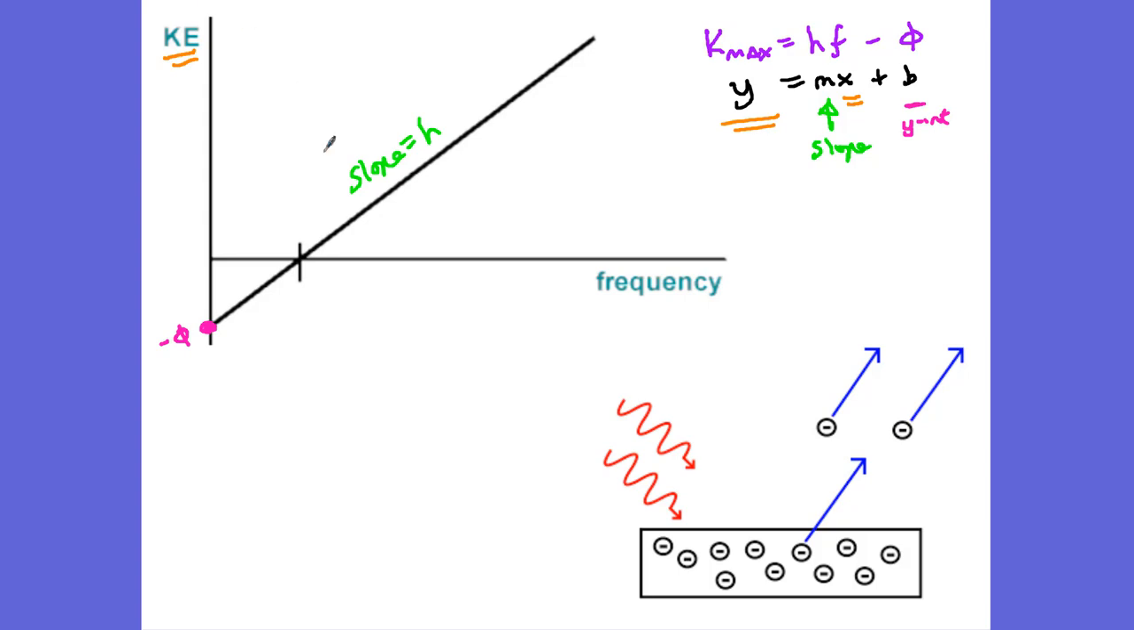And you can see right here, I'm going to put this in gray. This right here is called the threshold frequency. Why do we call it the threshold frequency? This is when the kinetic energy is equal to 0, isn't it? This is where the y value, the kinetic energy, is equal to 0. And so if it's equal to 0, that means your hf is equal to your work function. Okay? And so this gives you the equation, kinetic energy max equals hf minus the work function.